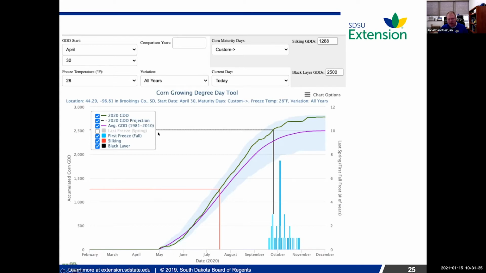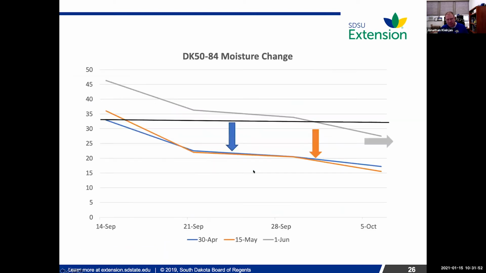So you can use this to pick a maturity of a corn based on a planting date. Usually you want to try to pick something that's going to mature about a week before the average first frost, right? Now that being said, there are some issues with this tool. I did find the silking date to be pretty accurate when I plugged in all the numbers from the data planning study, but the black layer date, you remember this slide from before, black layer is usually about 33% moisture.